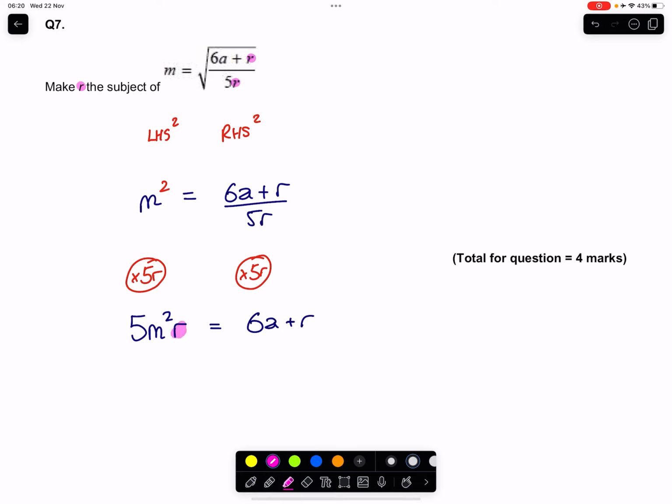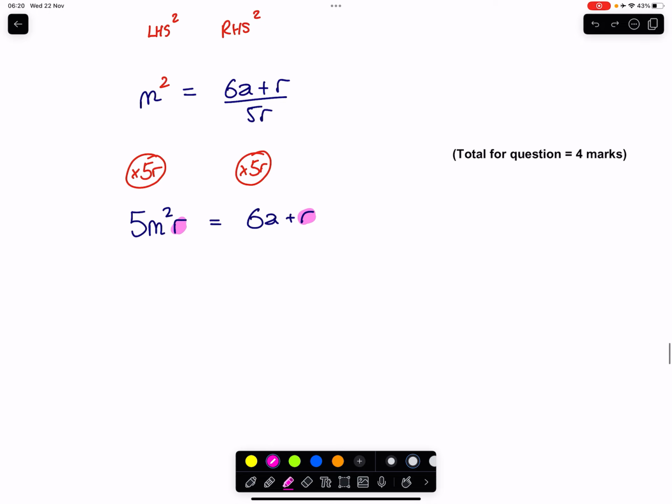We're trying to get r on its own, but right now they're on other sides of the equal sign, so we need to rearrange it so that they're on the same side. It doesn't matter which side you choose to do this on, but given that the 6a is on the right hand side, it makes sense to me to put all of the r's on the left hand side. So I'm going to take away an r from both sides, which is what I will need to do to make this plus r disappear.